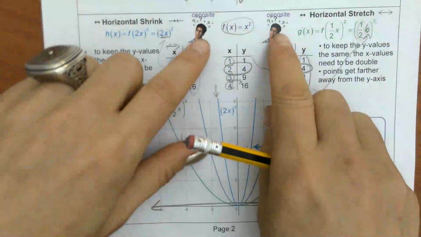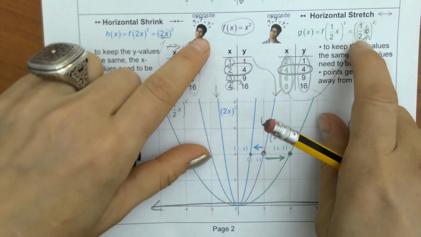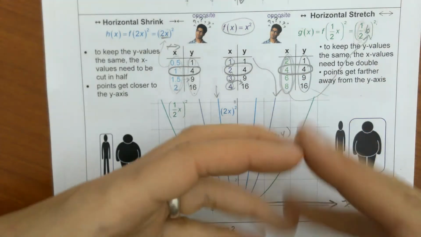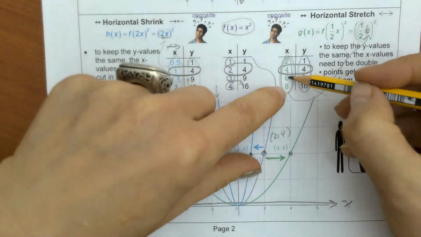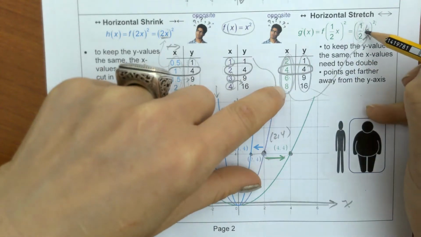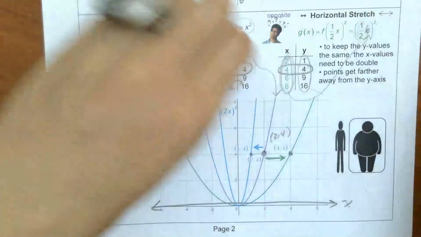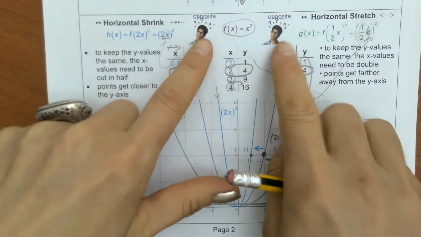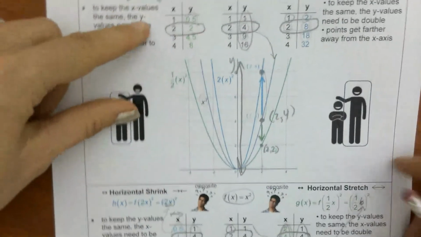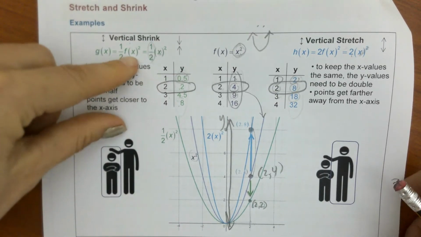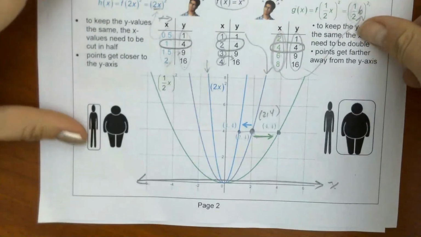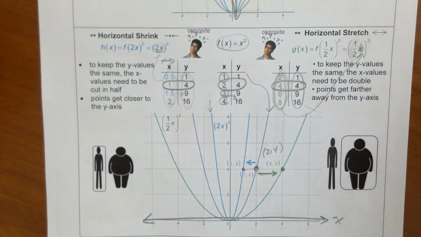But it's kind of opposite. You think, oh, it's half, it's going to make things shrink. But you have to say, well, what x values do I have to put in here to keep things the same? Well, I have to put bigger x values in here. So it's going to stretch things. So these ones are kind of opposite of what you might think. These ones make sense. You got a half, it makes it small. You got a 2, it makes it bigger. Here, the horizontal is opposite. Okay?